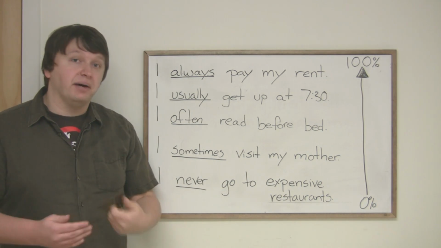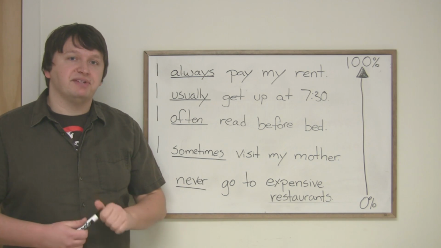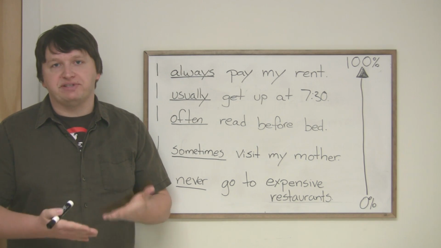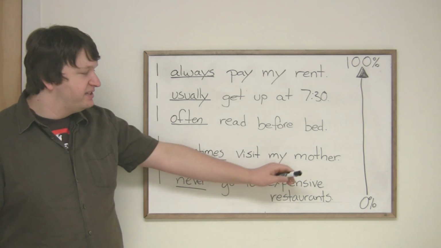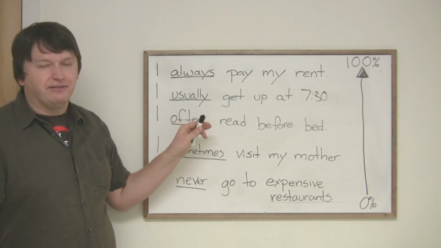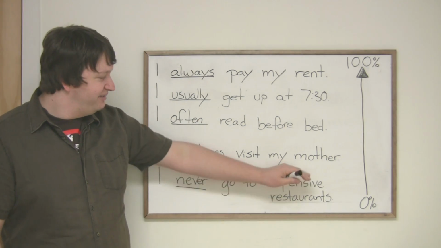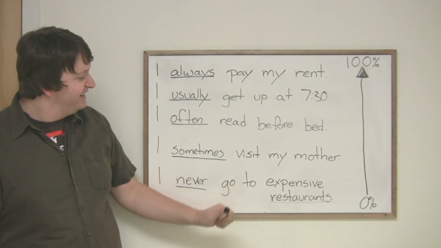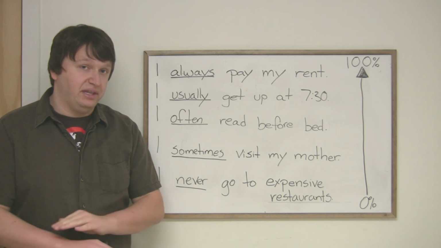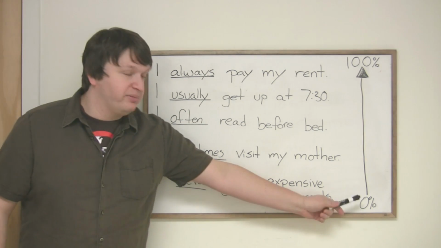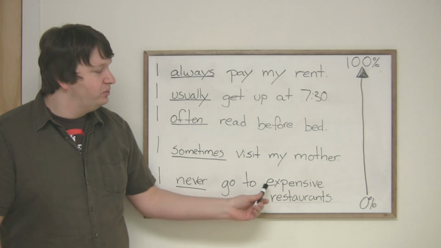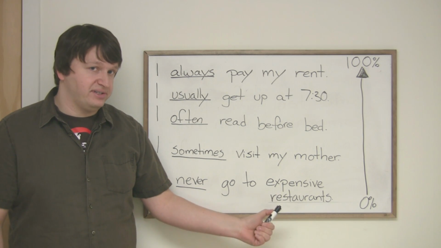Sometimes means some of the time. So sometimes, probably 30%, 40% of the time, I sometimes visit my mother. You should visit your mother often, probably, if you want to be a good son or a good daughter. And never means none of the time. None of the time. 0%. Okay? So I never go to expensive restaurants.